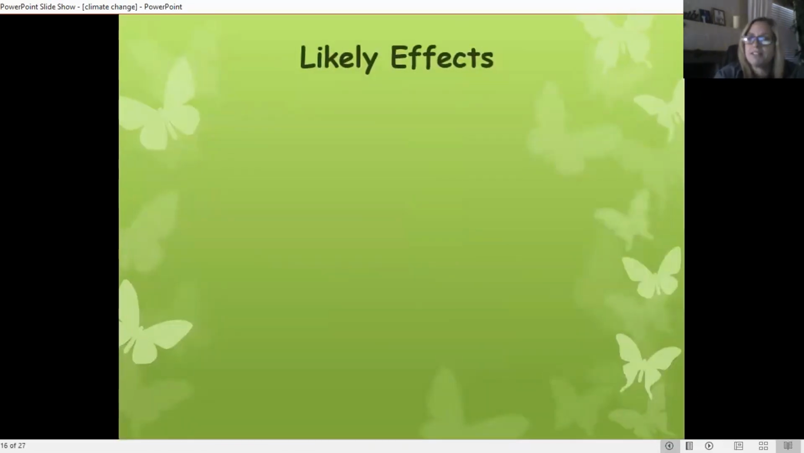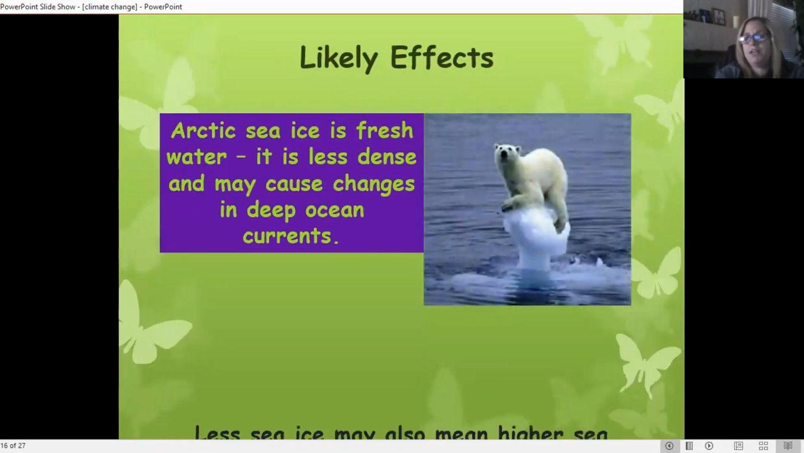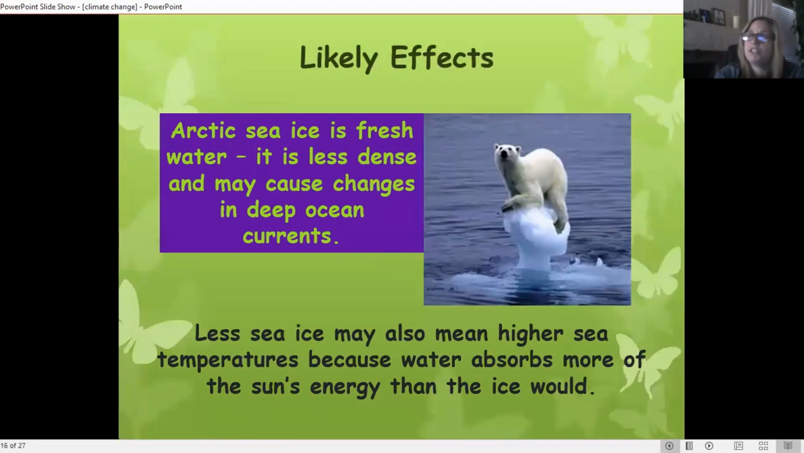So the more effects. The Arctic sea ice is fresh water. There's our polar bear again. You can see he's barely hanging on. And that picture was showing you that the ice is melting because the world is warming. Our climate, the global warming, it's like the climate change is scary.